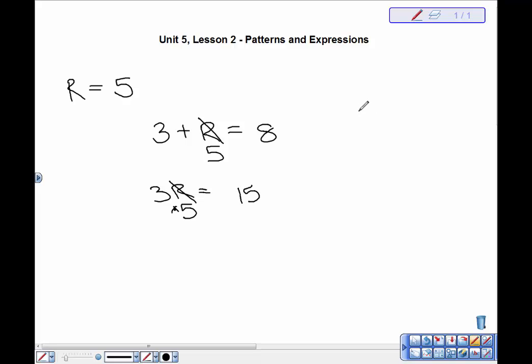What if I do 24 divided by r? What does that give me? Oh, let's do 25 divided by r. 25 divided by r, take the r, plug in the 5, that gives me 5. So evaluating patterns and expressions is really easy. All you do is take whatever number they give you and plug it in.